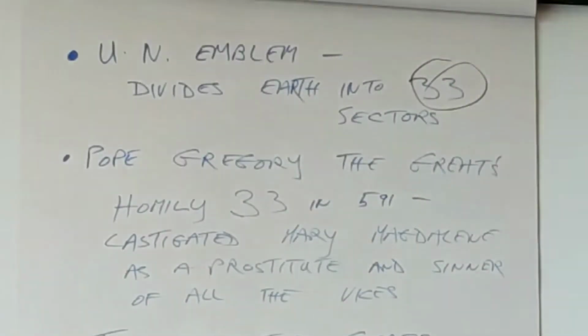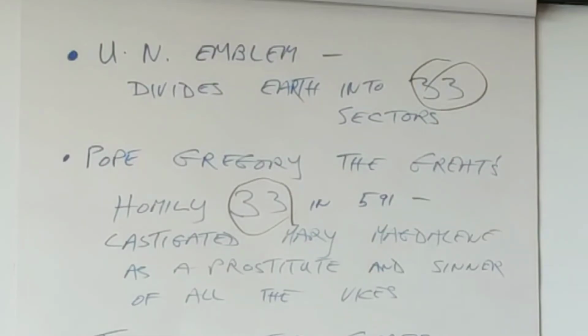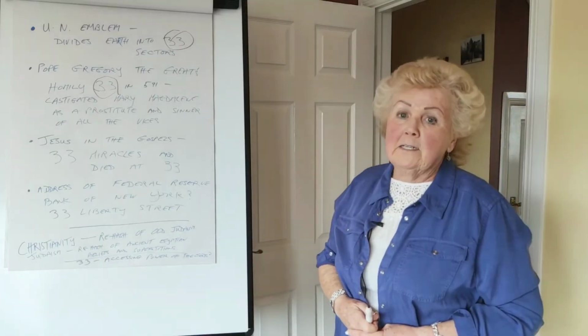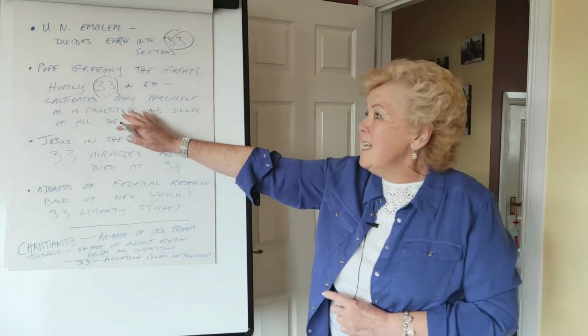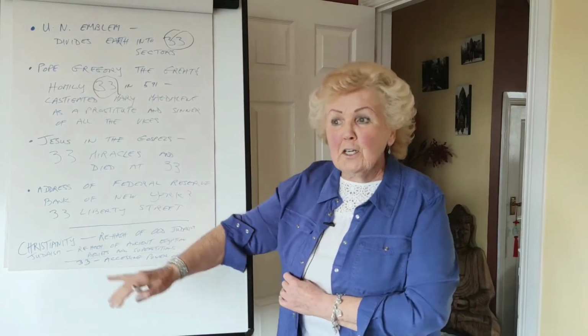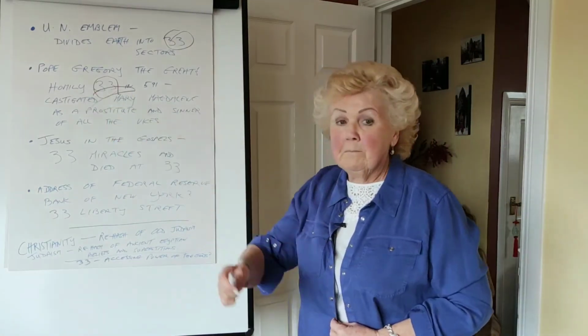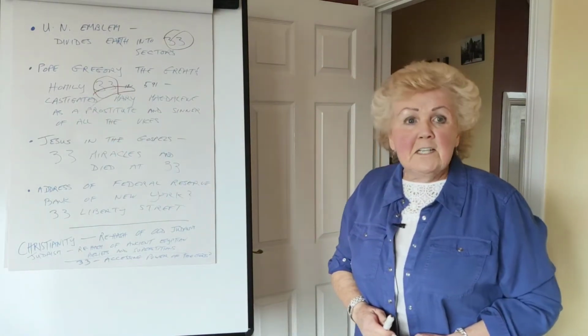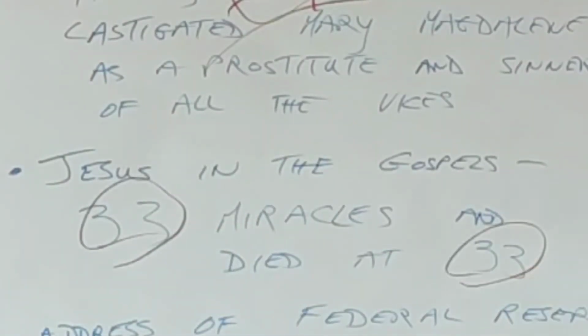Now for the church. Pope Gregory the Great's homily 33 in 591 castigated Mary Magdalene as a prostitute and sinner of all the vices. His homily number 33. Could he not have moved it to 31 or 32 or 34? It was 33 he brought it in. Jesus in the Gospels, 33 miracles. Died at the age of 33.